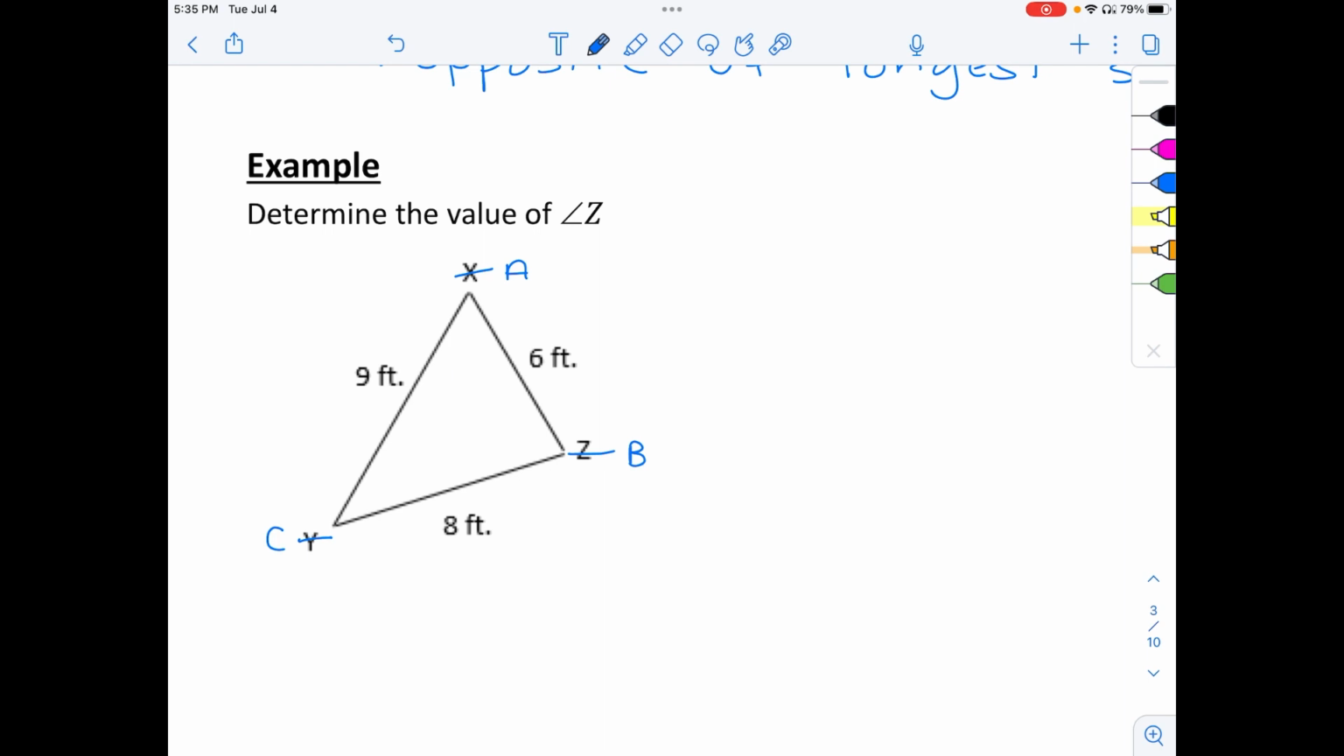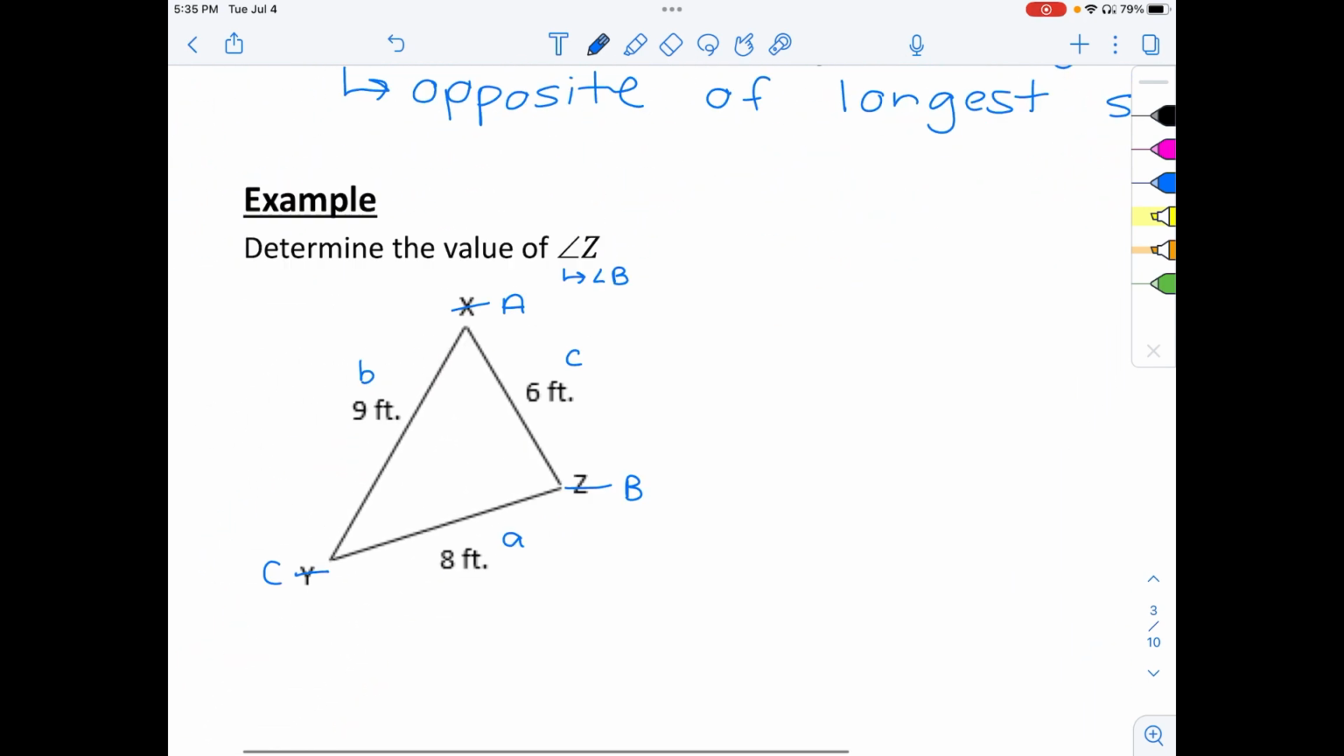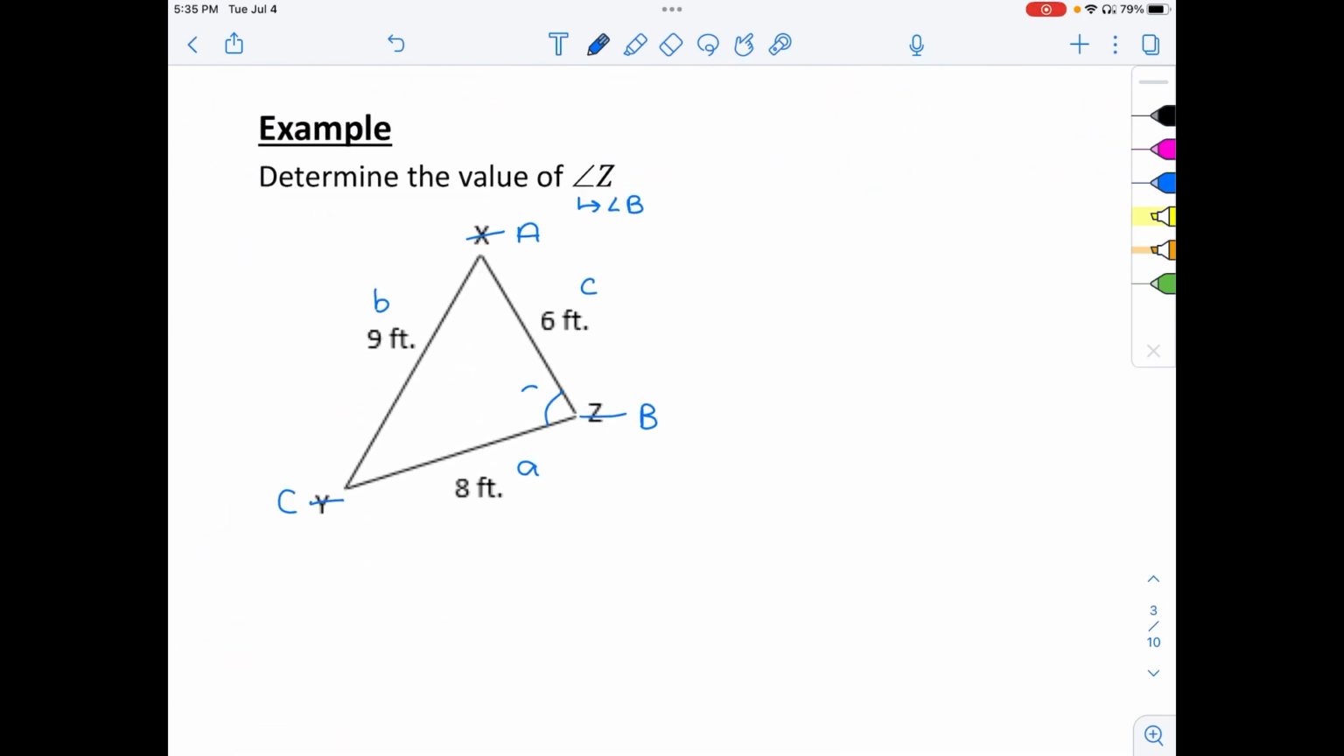If the angle on top is A, that means this side is going to be side A, side B will be here, the 9-foot side, and side C is going to be my 6-foot side. Again, you can either just rewrite the formula using X, Y, and Z, or there's no harm in just crossing them off and making them A, B, C for the sake of simplicity. I want to find angle Z, so really that's angle B that I'm looking for, which is this right here.